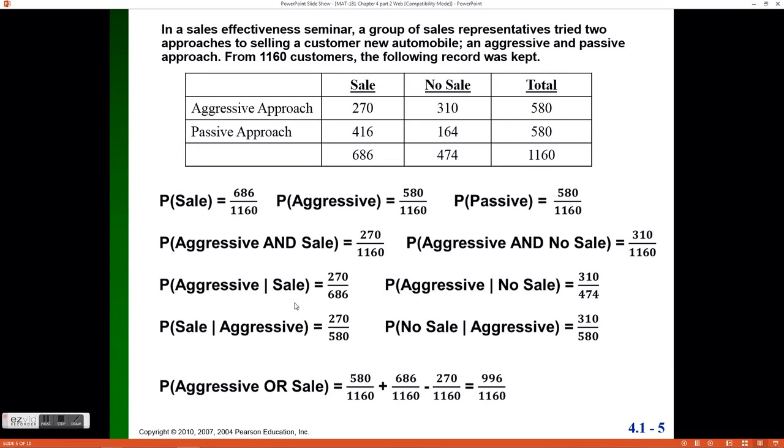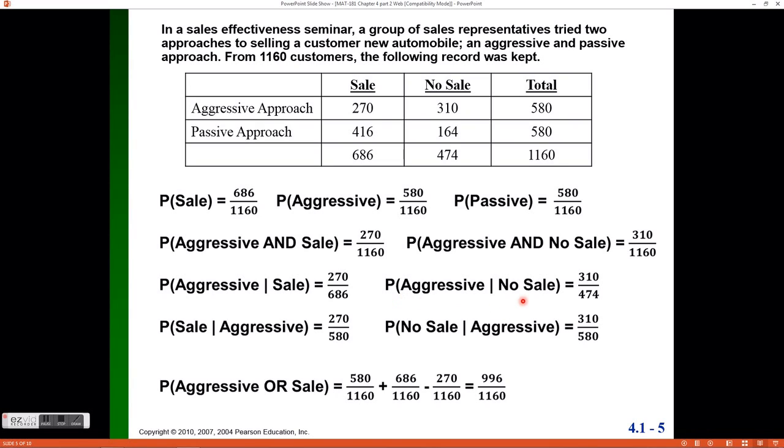When I am given something, it changes the subset of the population I'm looking at. So since I am given that someone bought a car, I can now narrow my search down to just the 686 people who bought a car. And so to find the probability that the aggressive approach was used on someone, I would use the relative frequency of 270 people who had the aggressive approach used on them out of only 686.